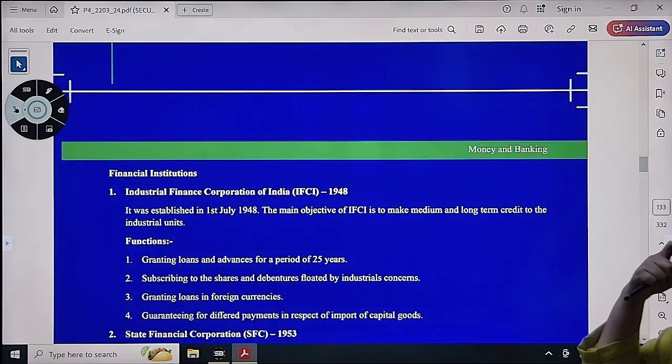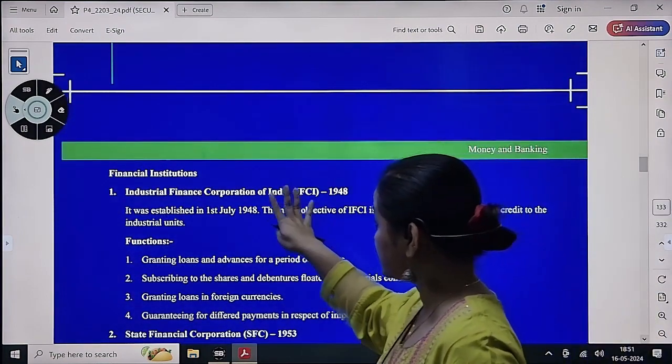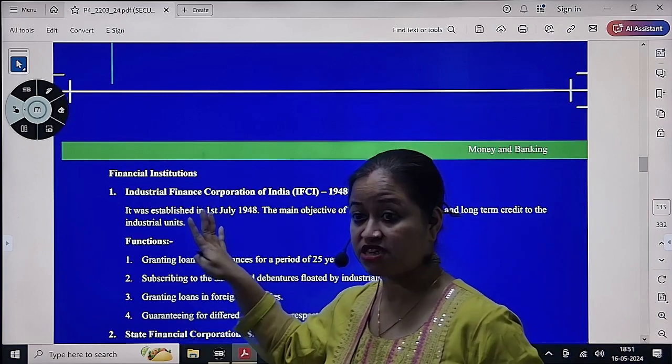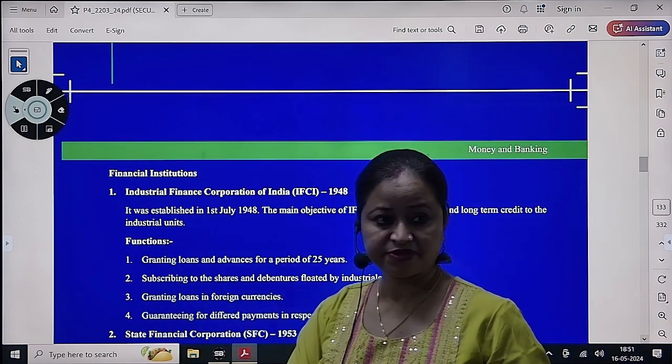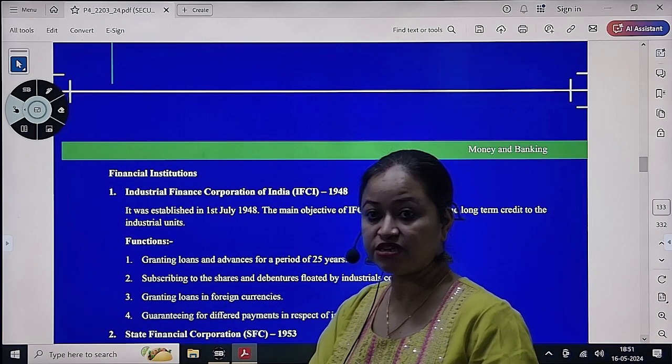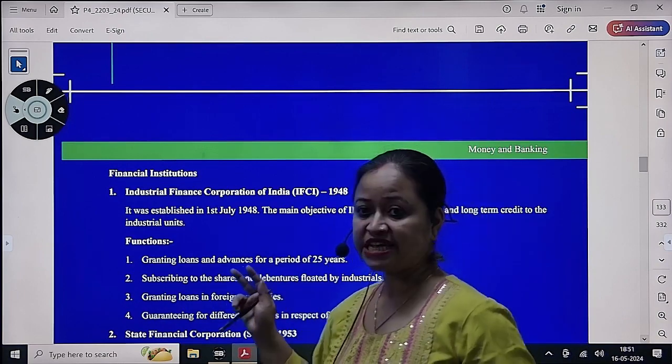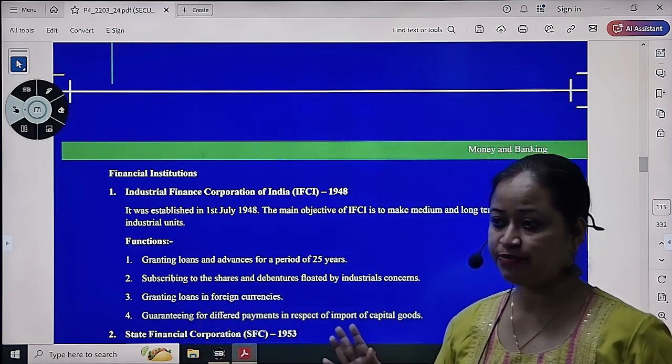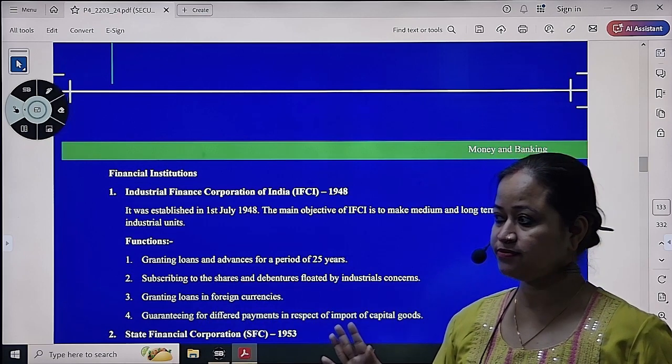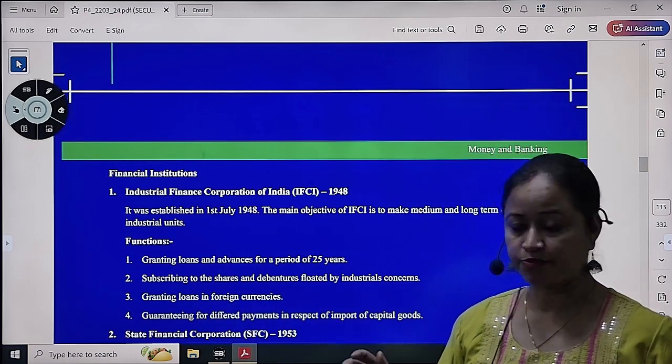Now we'll see a few financial institutions, and for these institutions you need to remember the establishment years. In the MCQ, establishment years will come, and sometimes abbreviations and full forms.